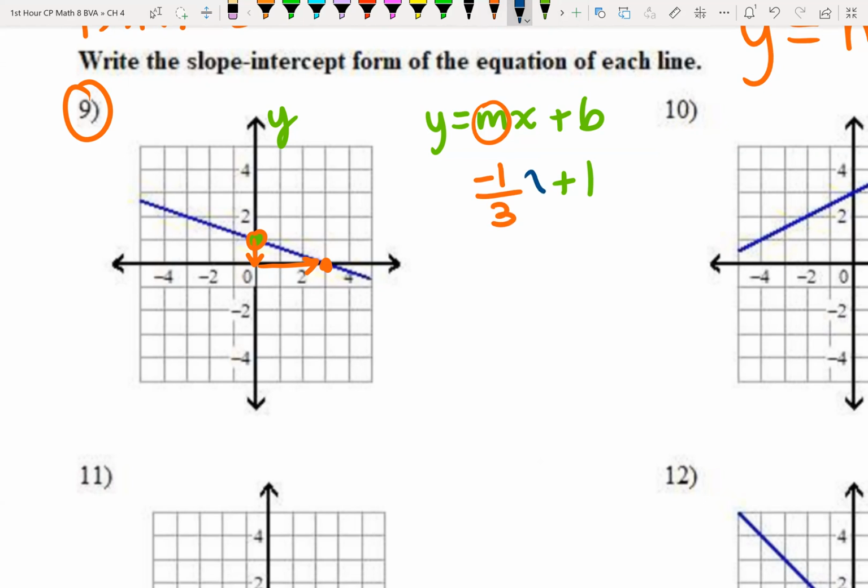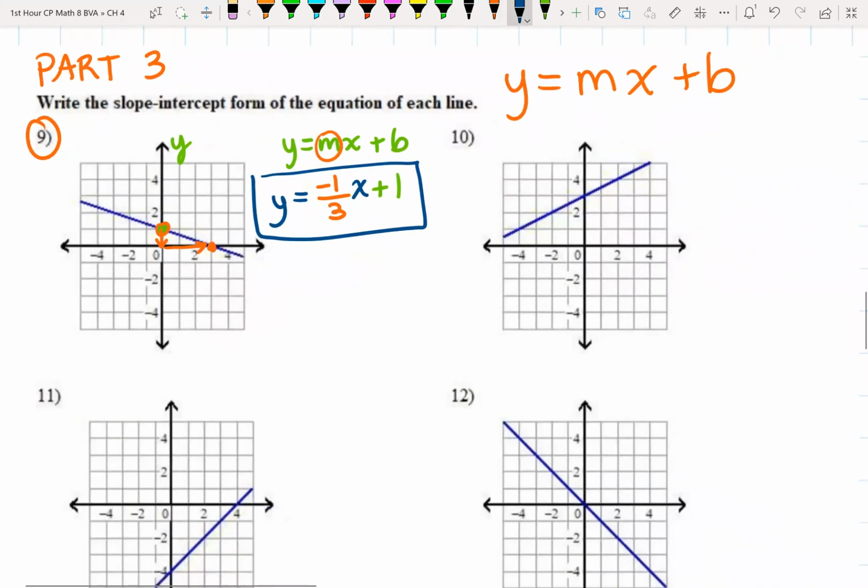So going down 1 means -1 over 3. Go ahead and drop down the rest of the pieces of your equation, and you've got your first equation. That is the equation for number 9. You got the y-intercept and the slope. Let's go try number 10 now.